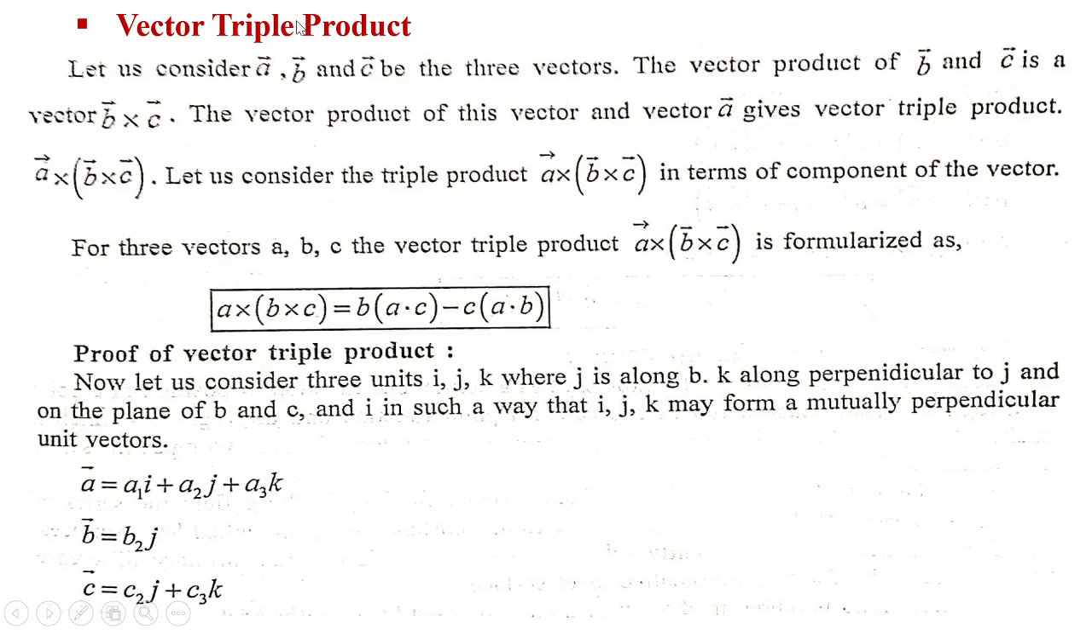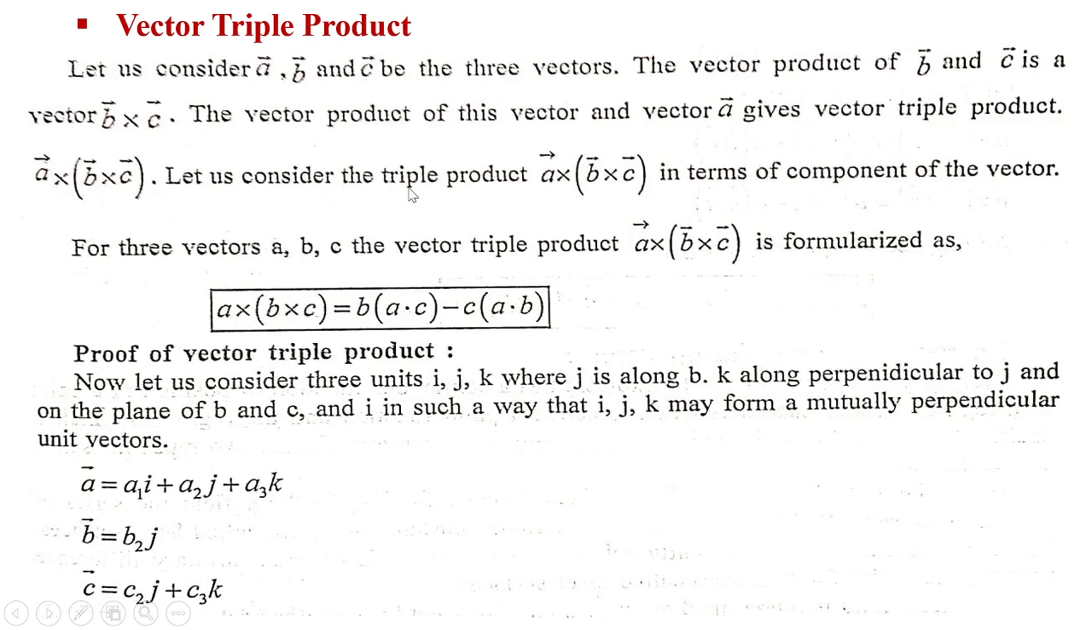Now, vector triple product. Let us consider A bar, B bar and C bar to be three vectors. The vector product of B bar and C bar is a vector B bar cross C bar, and the vector product of this vector and vector A bar gives the vector triple product, that is, vector A bar cross B bar cross C bar.